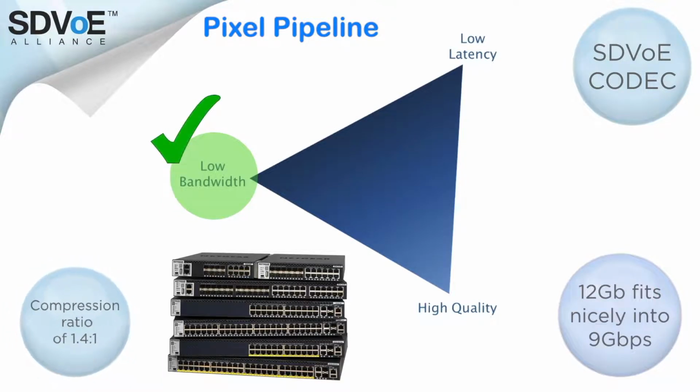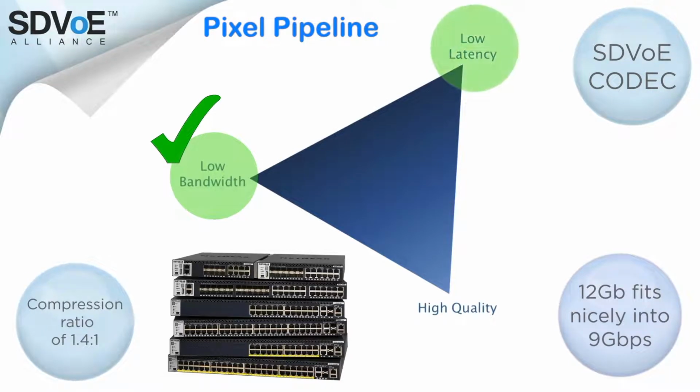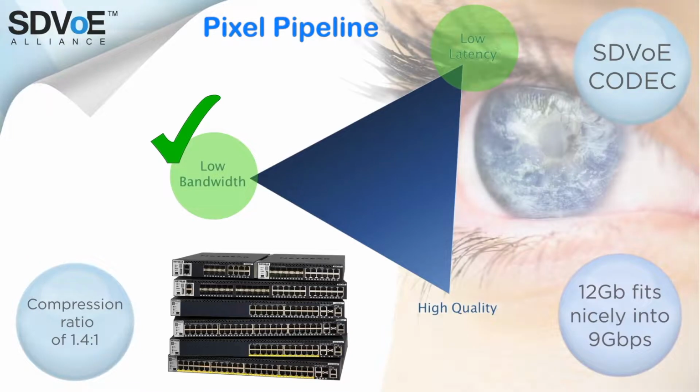The 1.4 to 1 ratio means that our latency values are so low they are non-perceptible to the human eye. So, latency isn't an issue either. And thanks to an extremely low compression ratio, with the SDVoE codec, we're left with a perfect image quality which is mathematically lossless for most content.